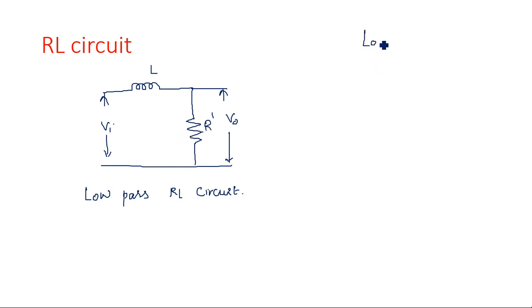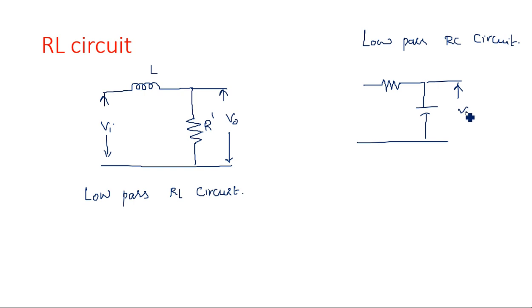Okay, I will draw that one also. Low pass RC circuit. It is a resistor followed by a capacitor, and this is the place where we are taking the output voltage, and this is the input voltage. R and C. This is the low pass RC circuit. This circuit is a little different compared to the RL circuit. Just the resistor is taken as a new resistor like R dash, just to show the difference between the low pass RC and low pass RL circuits.